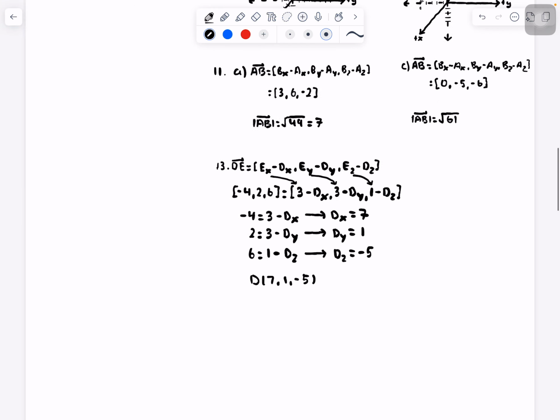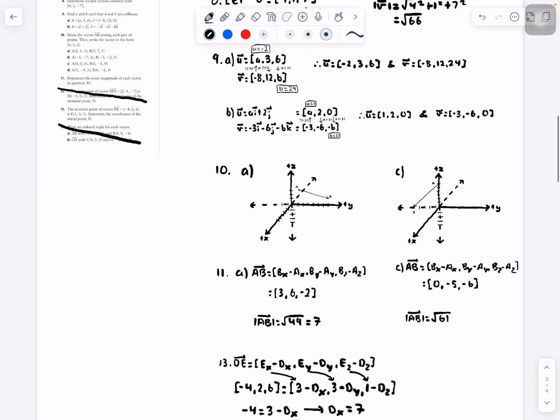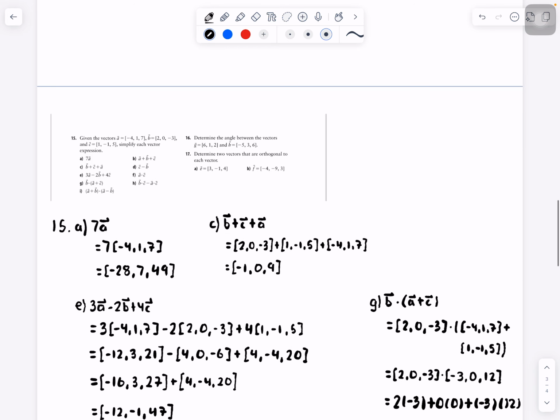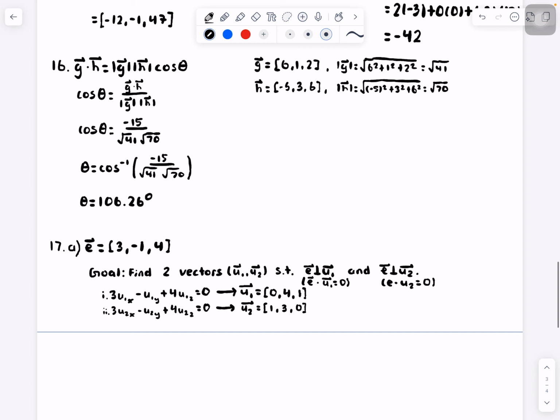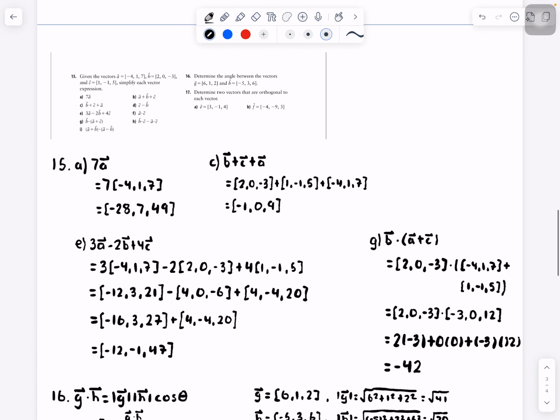Nice. All right, moving on. Questions 15, 16, and 17. All right, so 15. Given the vectors A (-4, 1, 7), B (2, 0, -3), and C (1, -1, 5), simplify each vector expression.